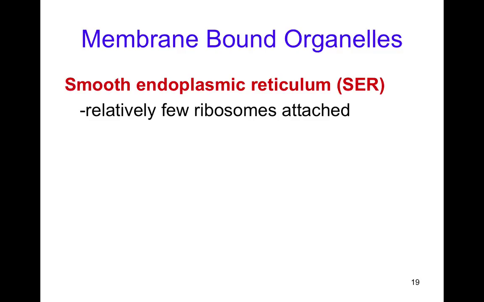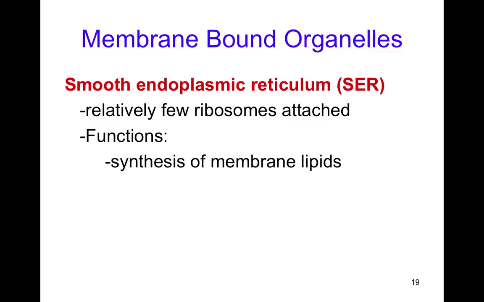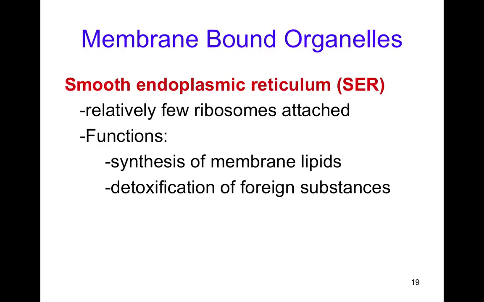The smooth ER doesn't really have many ribosomes, and usually pictures never show that, but their function primarily is to make lipids. So whenever we need to make fats, whenever we need to make membranes, that's where we make them, the smooth ER. It's also used for detox.